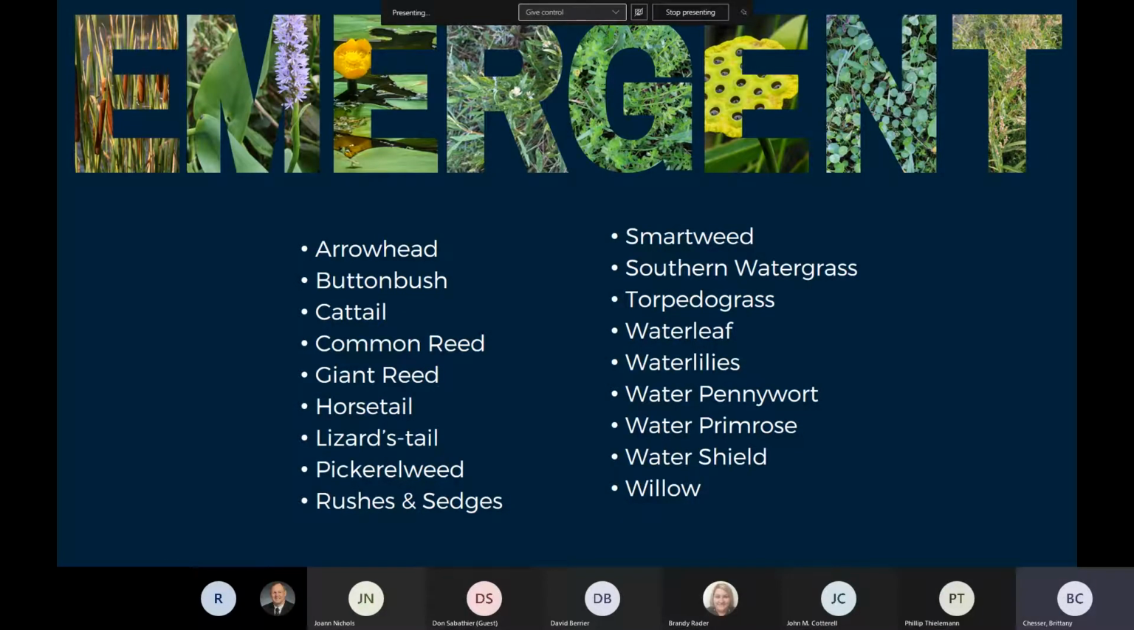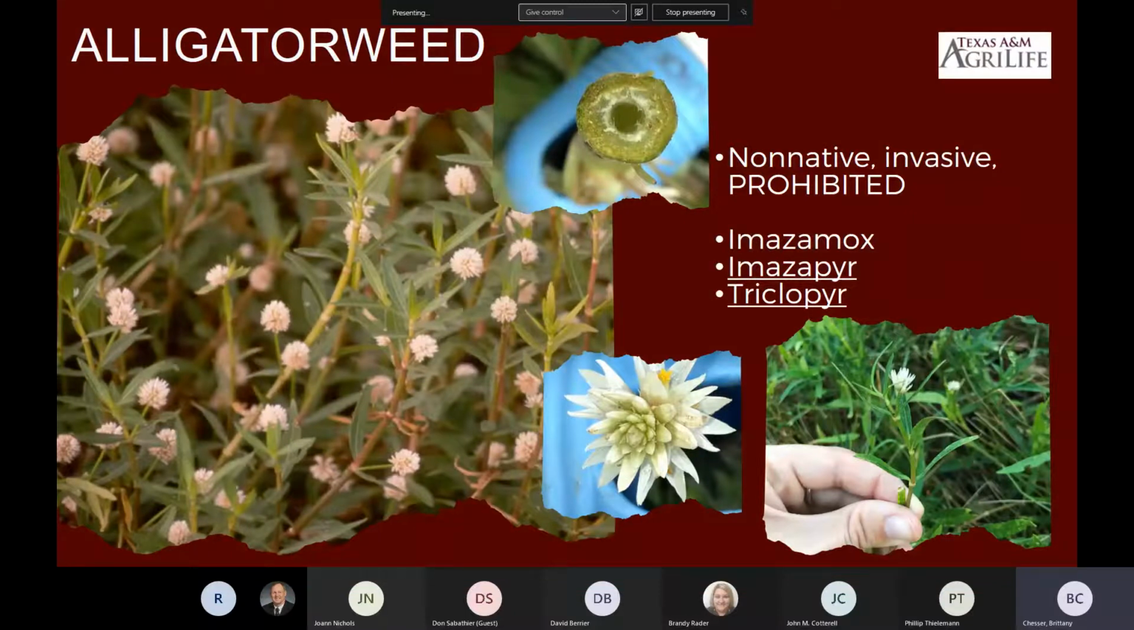Moving on to our last classification, which is emergent vegetation. These are plants that are rooted with stiff or rigid stems, with all or parts of the plant standing above the water's surface. And so here we have our alligator weed that is non-native, invasive, and prohibited.